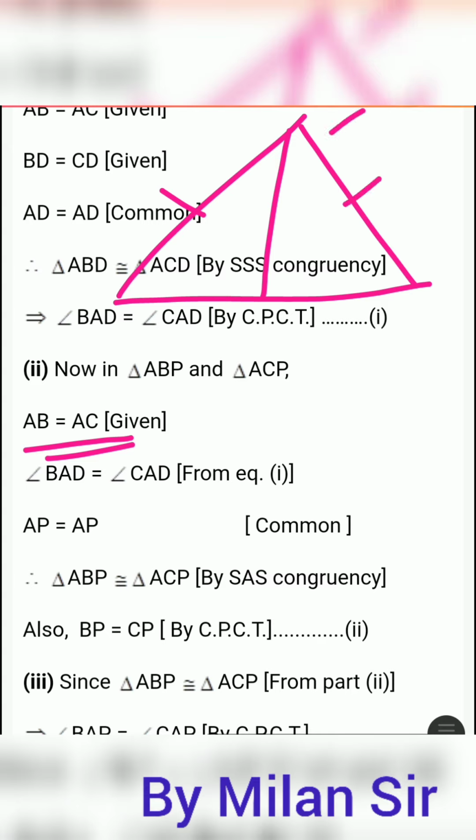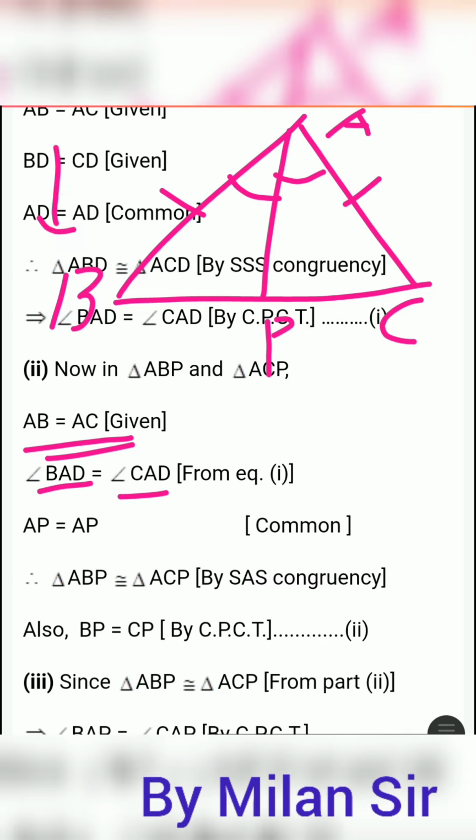Here AB is equal to AC, isosceles triangle, so these two sides are the same. Angle BAD is equal to CAD. That means these two angles are the same, because we proved that in the first question, right?